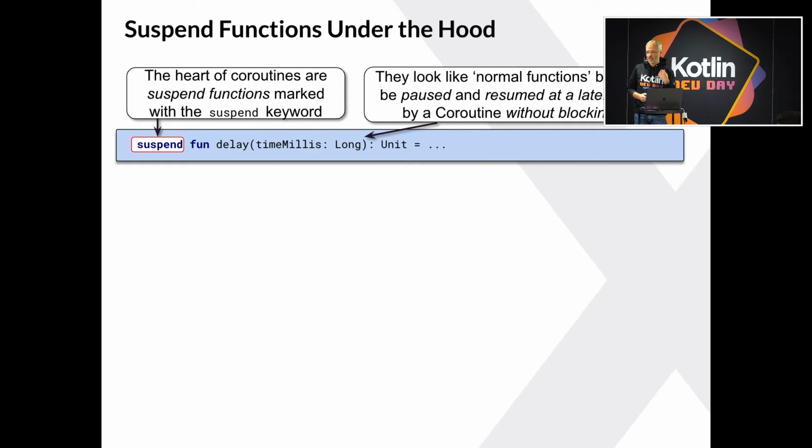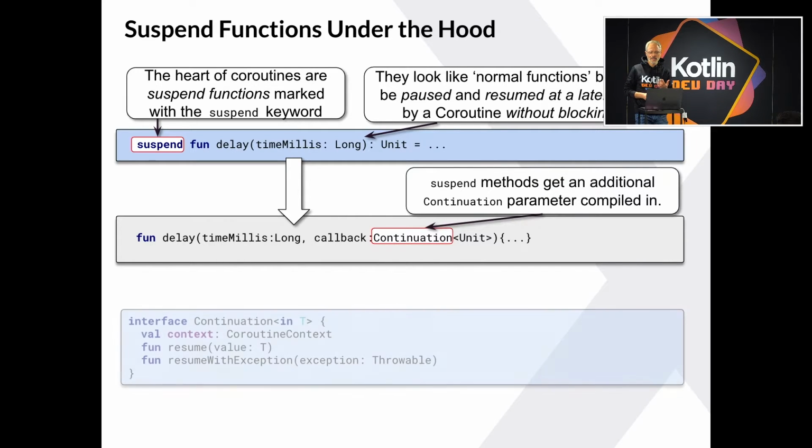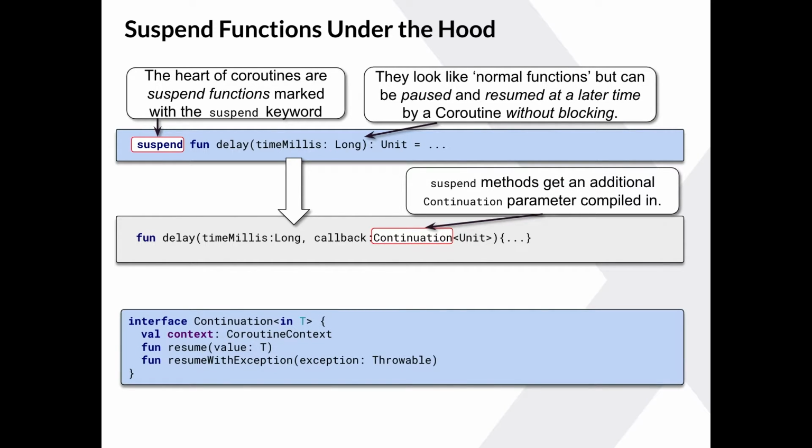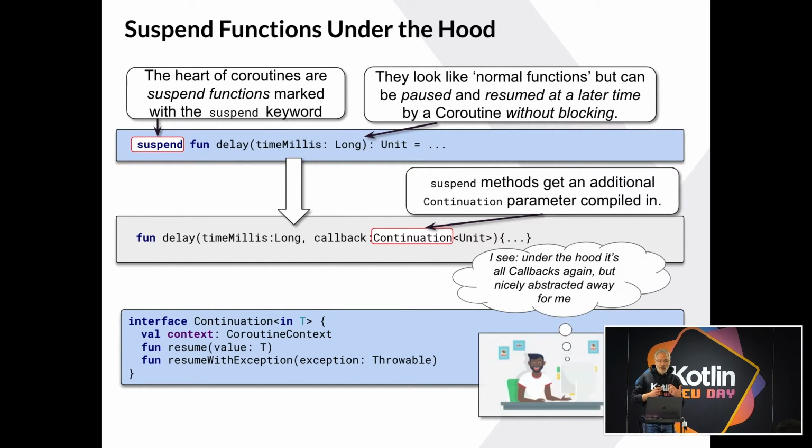When you look at what is compiled, it is the code you see here. Actually, an additional parameter is compiled in, which is called a continuation. And continuation is a fancy word for actually a very simple callback interface. And callbacks actually always have the same interface. They have a value for the good case and a value for the bad case. So the T and an exception.